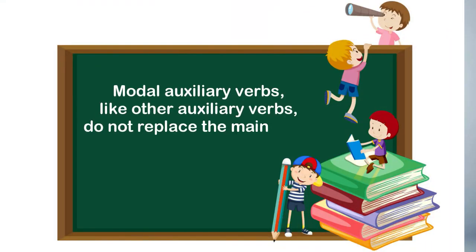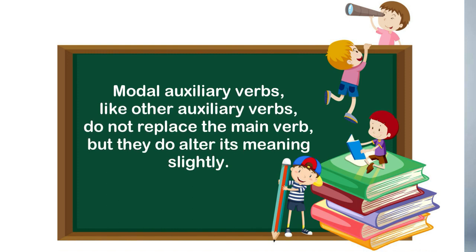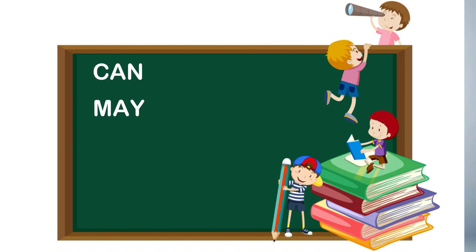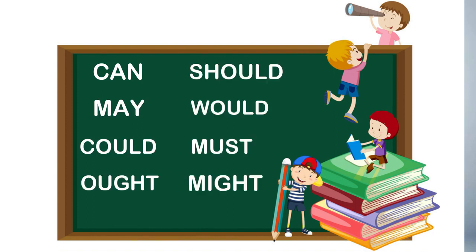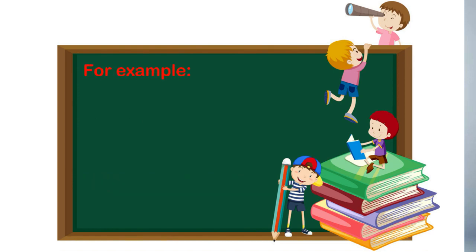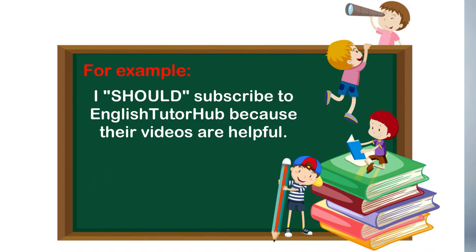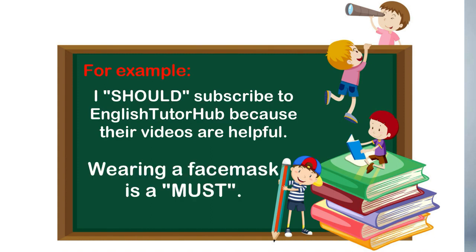Modal auxiliary verbs, like other auxiliary verbs, do not replace the main verb, but they do alter its meaning slightly. Can, may, could, should, would, must, ought, and might are some common examples. For example, I should subscribe to English Tutor Hub because their videos are helpful. Wearing a face mask is a must.